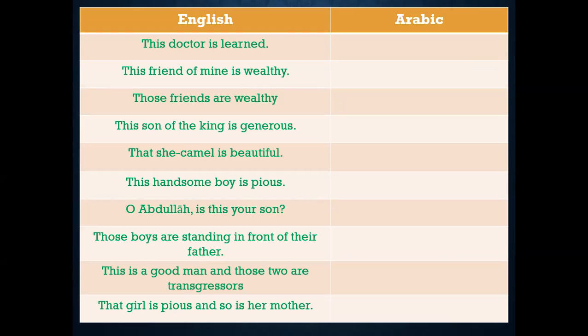This is a good man and those are transgressors. This is هذا good man. رجل صالح or رجل حسن and those two are وذانك for masculine. This is ذانك ذينك. Remember تانك تينك for feminine. So وذانك فاسقان تثنية.